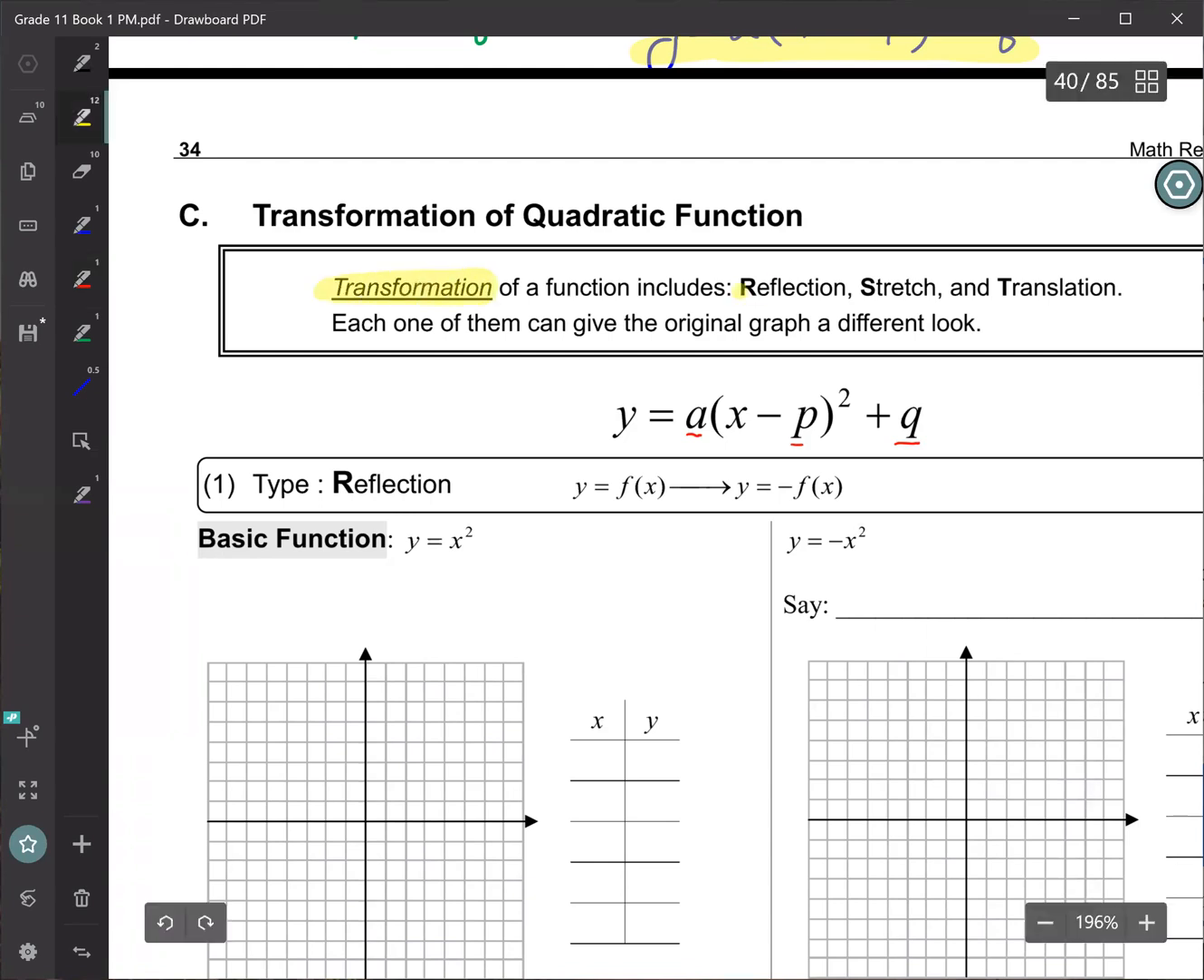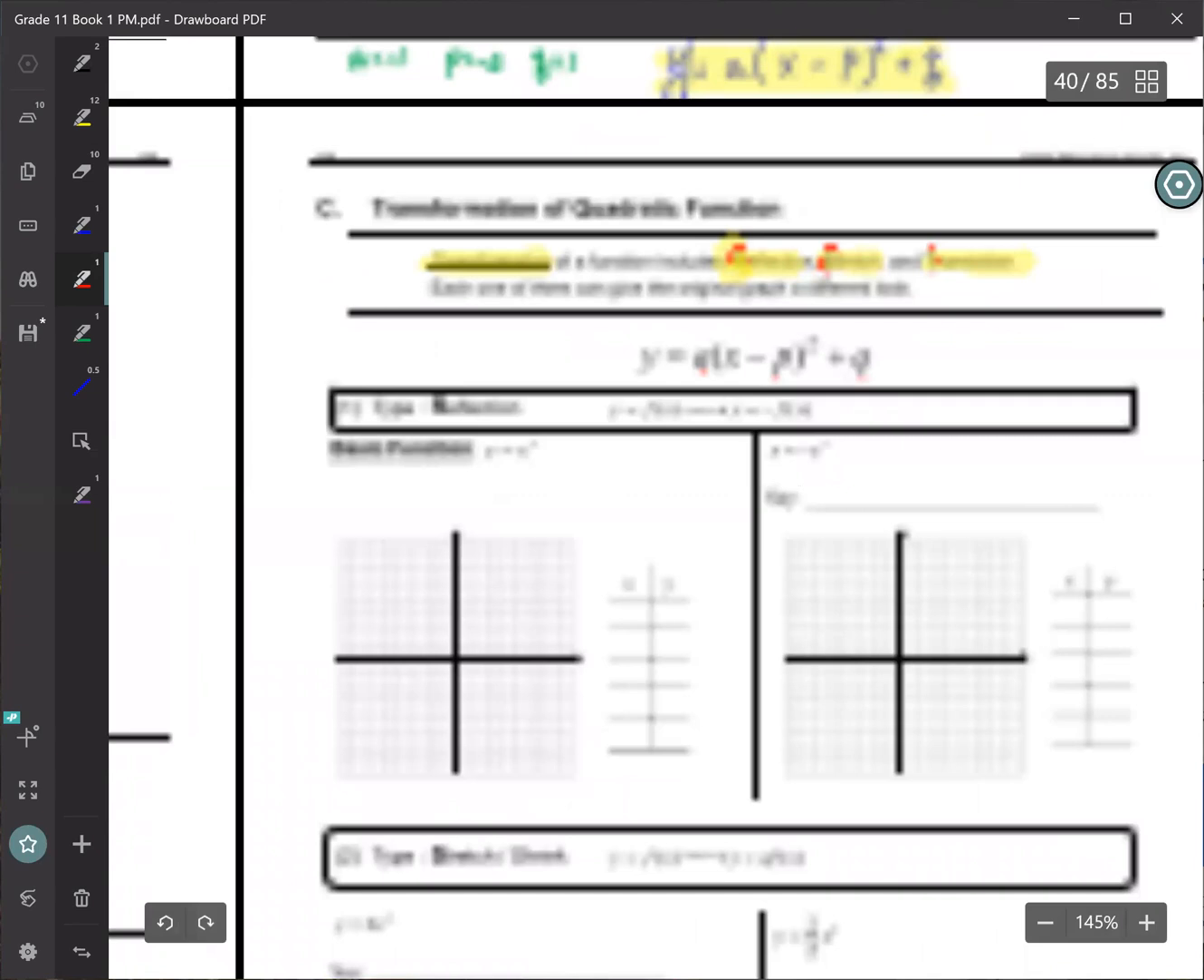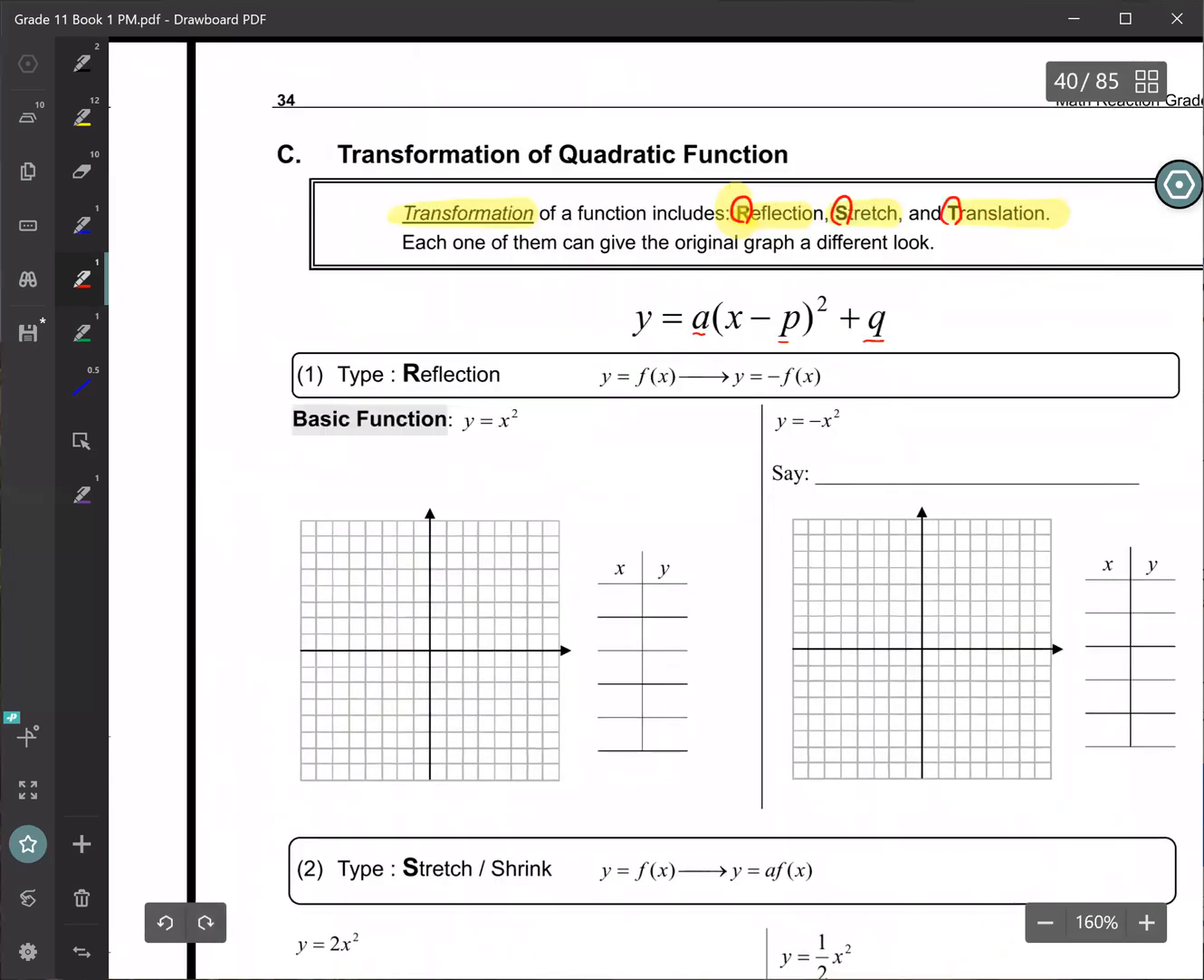It includes three things: reflection, stretch, and translation. Together it is transformation. You can see the first letters: R, S, and T. They are in order, so that way it's pretty easy to remember, just RST. So we'll look at each kind of transformation together.